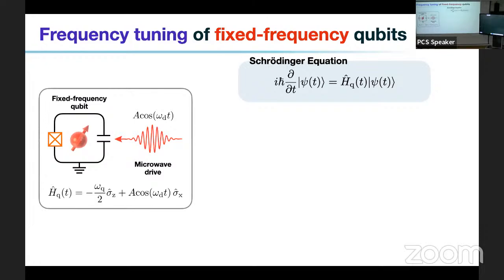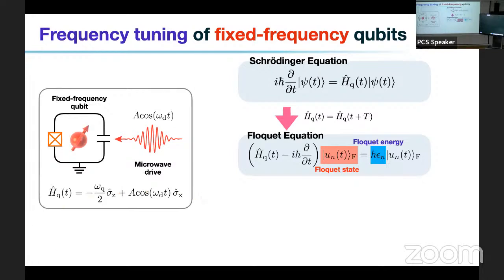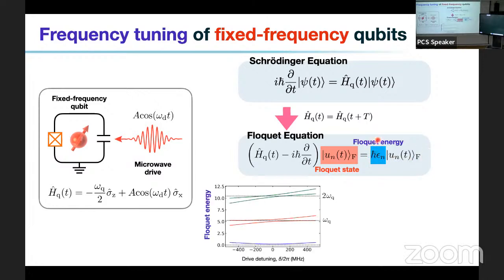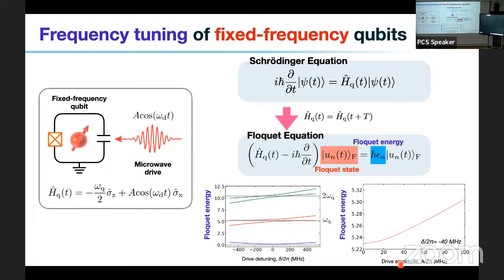If I try to solve this with the Schrödinger equation, I will fail because this is a time-dependent Hamiltonian. But this Hamiltonian has time periodicity, so I can use the Floquet formalism. I can rewrite the Schrödinger equation in terms of Floquet energy, and I can define the Floquet state and Floquet energy. One good thing is that the Floquet energy is time independent, and it depends on the drive parameters, so it is easy to tune. For instance, if I tune the drive frequency, then I can manipulate the Floquet energy, and the drive amplitude can also be used to tune it. In this way, I can impose tunability on the fixed frequency qubit.